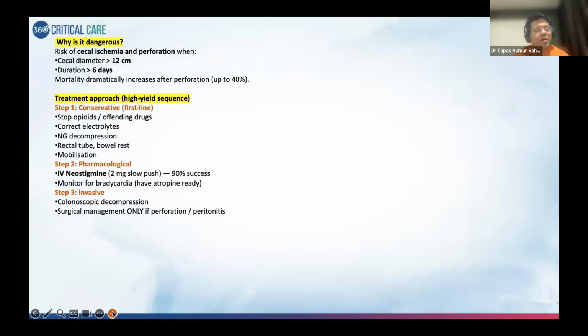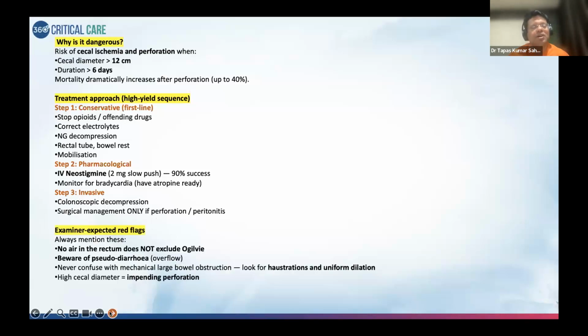Now the second one would be pharmacological. IV neostigmine. The examiner loves this drug. 2 milligram slow push, 90% success. Monitor for bradycardia. You should be keeping atropine ready. Now, step 3 would be invasive, in the form of colonoscopic decompression; surgical management only for perforation or peritonitis.